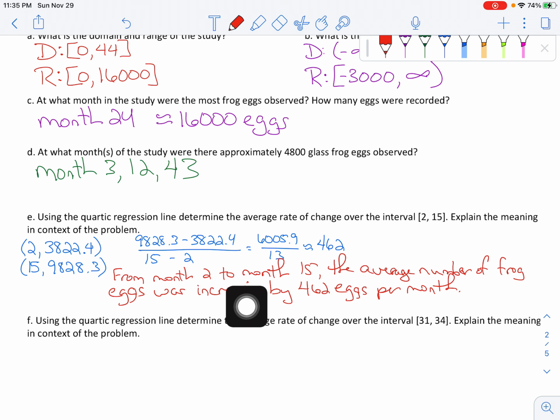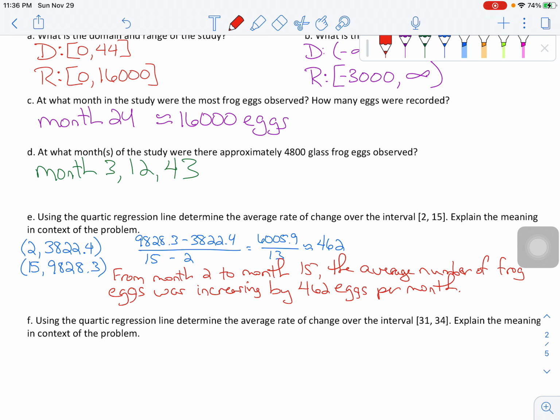You need to tell me a little bit about the interval. So from month 2 to month 15, you need to tell me if this is increasing or decreasing. So it's increasing because it's positive. And you need to make sure that you identify that this is per month. Okay, so this is not from 2 to 15. It didn't just go up 462. It went up 462 per month. Okay, so that's a lot different than over the entire interval.